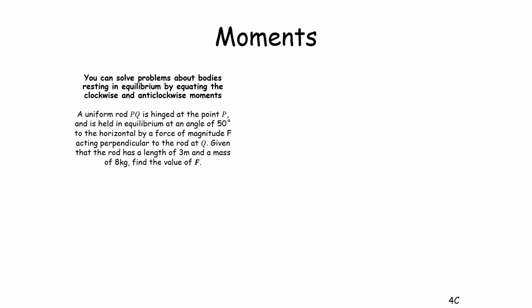Okay, so let's have a look at another question. Again, we're talking about a uniform rod. And it says uniform rod PQ is hinged at point P and is held in equilibrium at an angle of 50 degrees to the horizontal by a force of magnitude F acting perpendicular to the rod at Q. Given that the rod has a length of 3 meters and a mass of 8 kg, find the value of F.